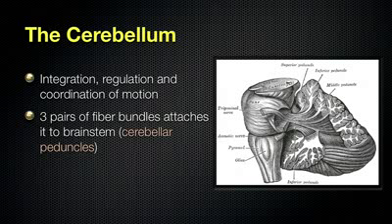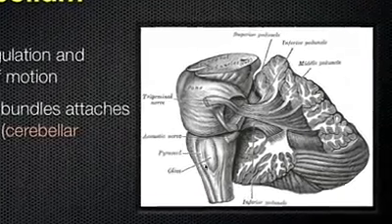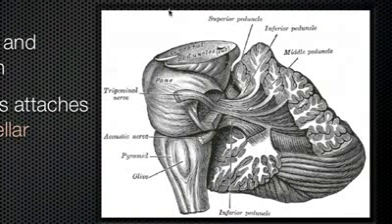Now, here's a different picture of the cerebellum, and you can see we have the cerebellum here. It's a drawing of the cerebellum from Gray's Anatomy. And here you can see we have the brain stem. Of course, at the top, we're going to have the midbrain, and then the pons and the medulla. And what I want to emphasize here is that we have three pairs of fiber bundles that are attaching the cerebellum to the brainstem. So those fibers are called the cerebellar peduncles. And we have three pairs of them.